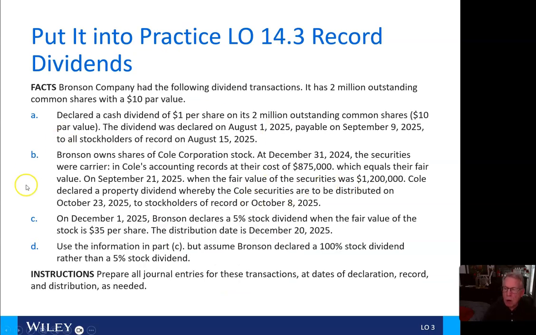Now, for Charlie here, on December 31, 2025, Bronson declares a 5% stock dividend when the fair value of the stock is $35 per share. Now, this is going to be a small stock dividend. So the distribution is December 20, 2025.